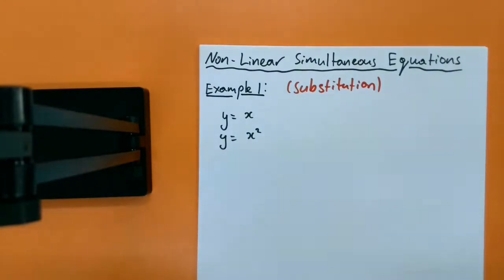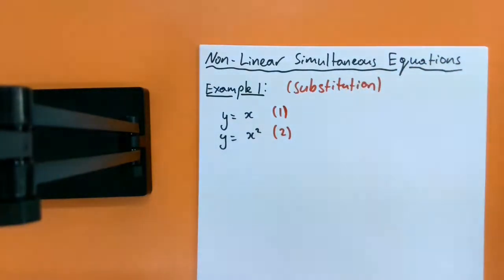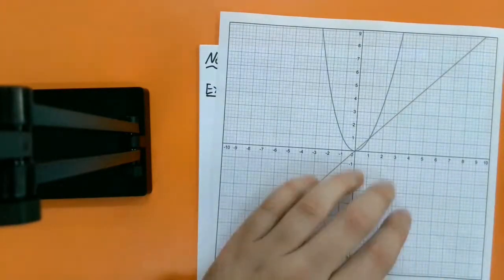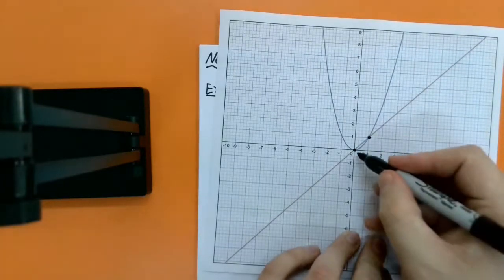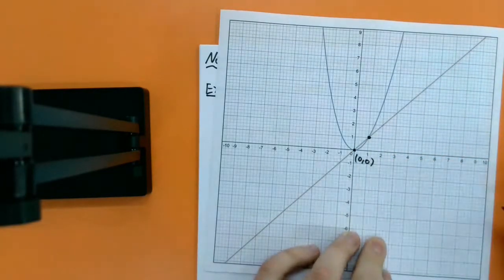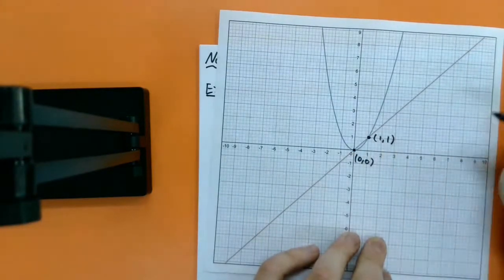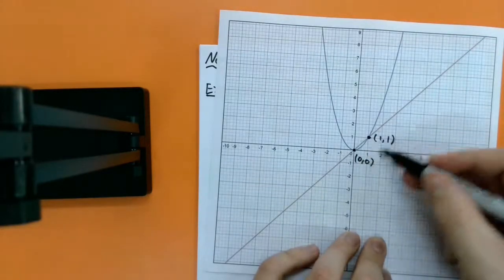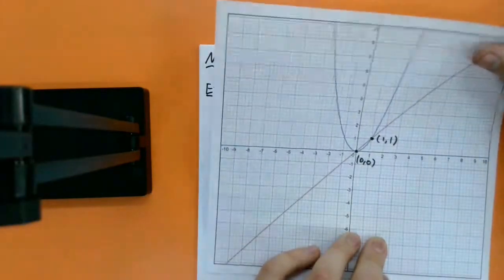Okay, so first things first, if we look at y equals x and y equals x squared, let's label them like we always do. Equation 1, y equals x, is just a straight line, and equation 2, y equals x squared, is a parabola. If you look here, we'll notice that it intersects at two different points. The first point is 0, 0, and the second point is at 1, 1. So what we're going to do is show algebraically the points of intersection on these two curves using the substitution method.